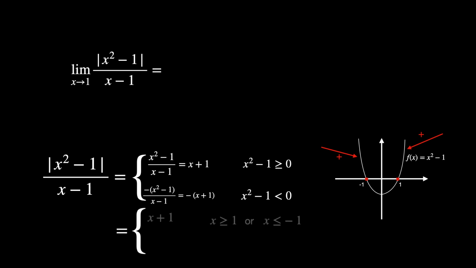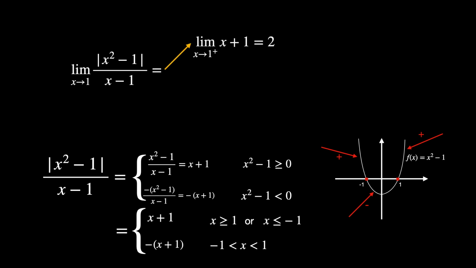So now we can say the function, absolute value of x squared minus 1 by x minus 1, has the equation x plus 1, where x is greater than or equal to 1 or x is less than or equal to negative 1. What about the second equation? X squared minus 1 is negative between negative 1 and 1. So now we can say the equation is negative x plus 1 when x is between negative 1 and 1. Now we can use these intervals of x and these equations to find the limit of absolute value of x squared minus 1 by x minus 1.